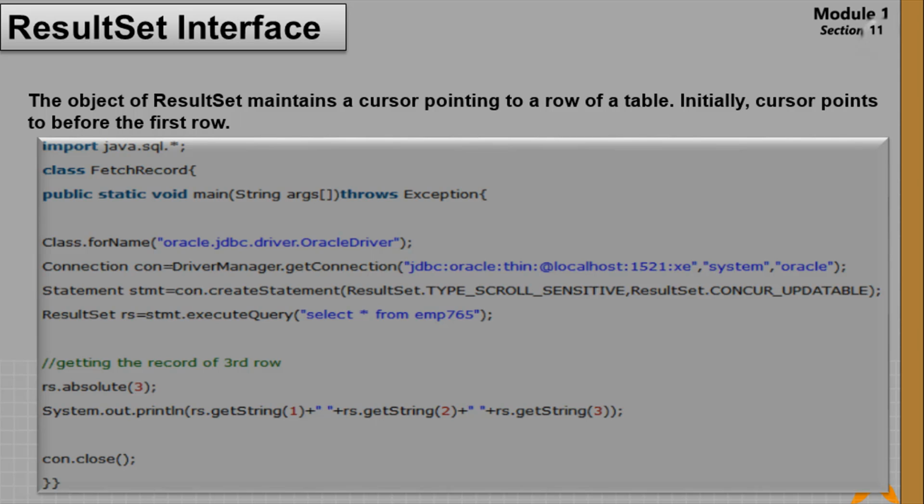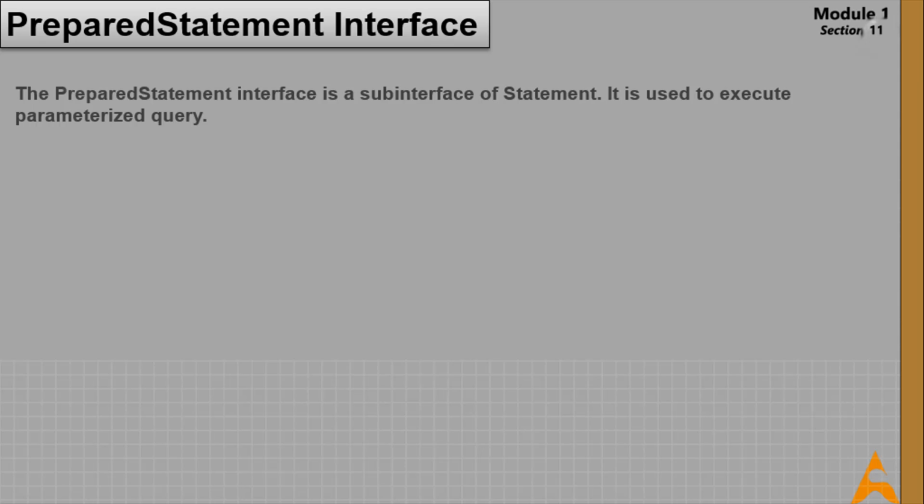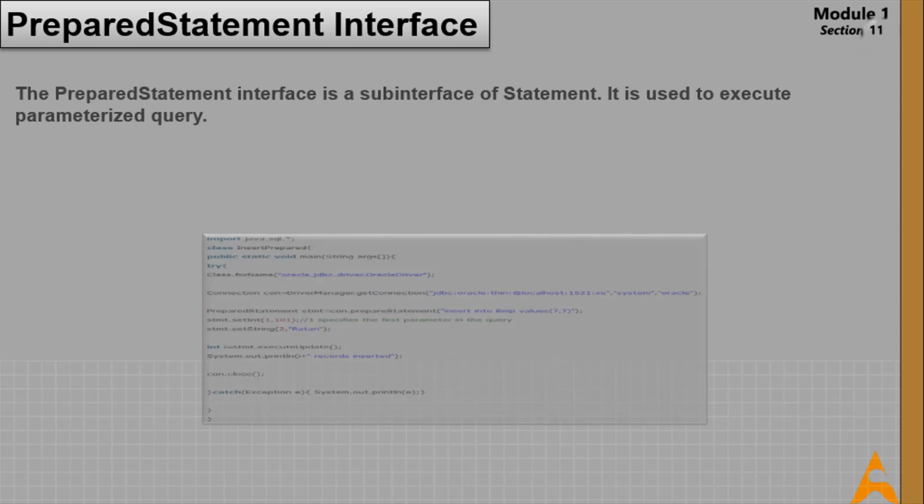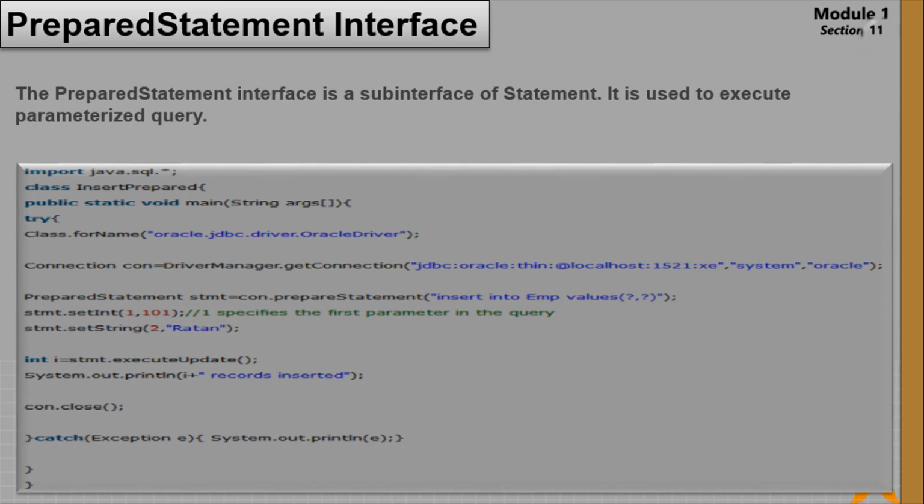Now let's talk about the PreparedStatement interface. The PreparedStatement interface is a sub-interface of Statement. It is used to execute a parameterized query. See the example. The performance of the application will be faster if you use PreparedStatement interface because the query is compiled only once.